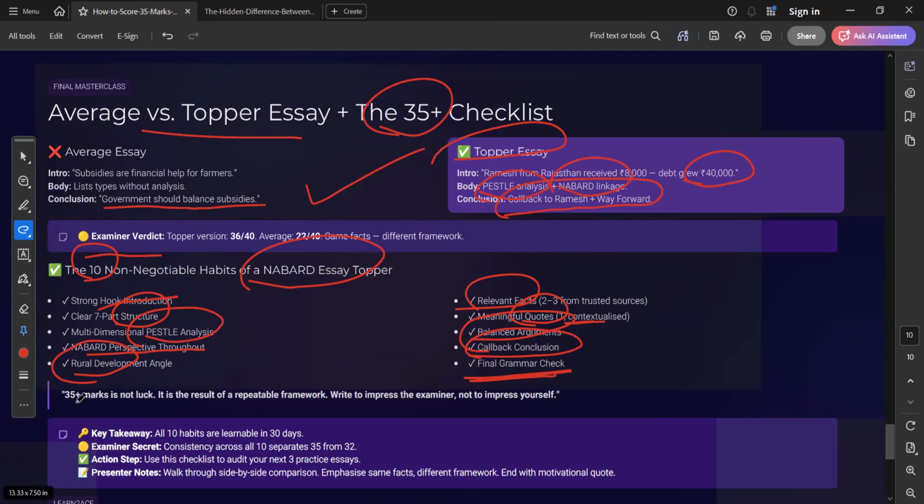So trust me, when I say 35 plus marks, not 35 only, it can be 30, but 30 plus is not luck. It is the result of a repeatable framework and what you need to do in order to impress the examiner and not to impress yourself. So the key takeaway is to inculcate all these habits, write 2, 3 essays, and deliberately think upon these areas.